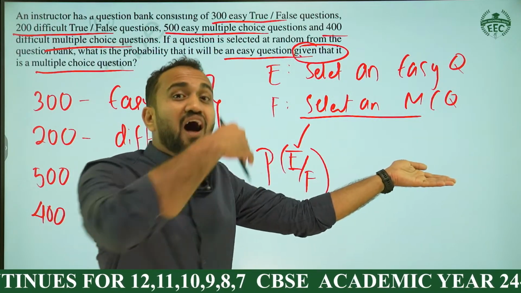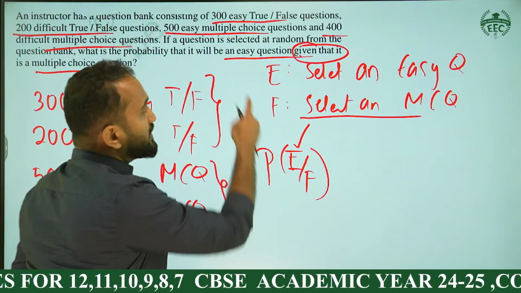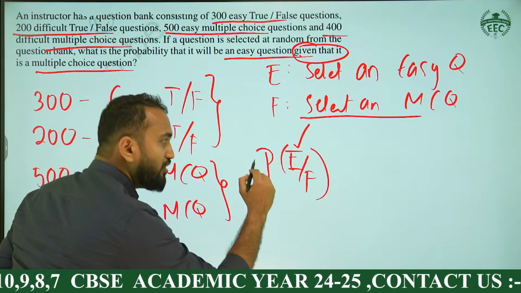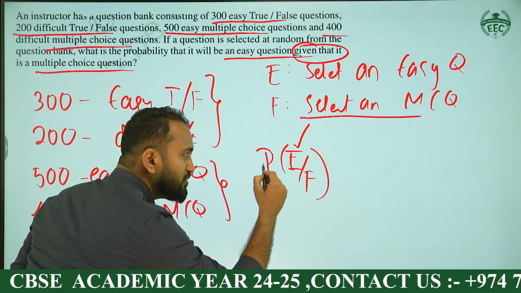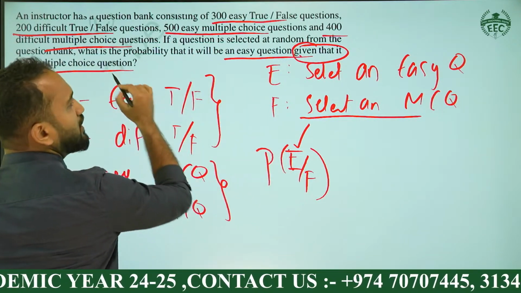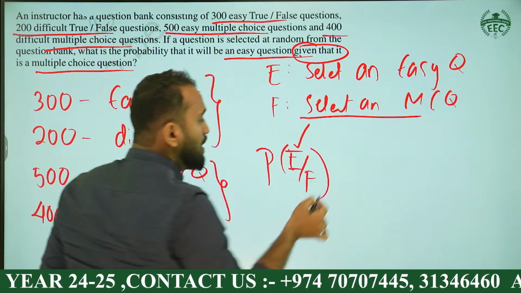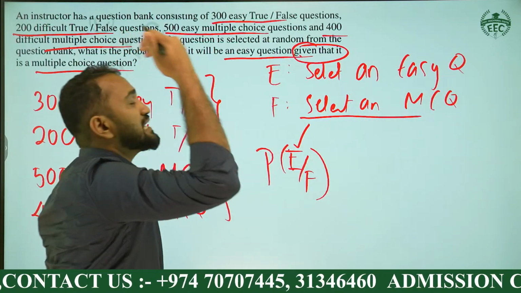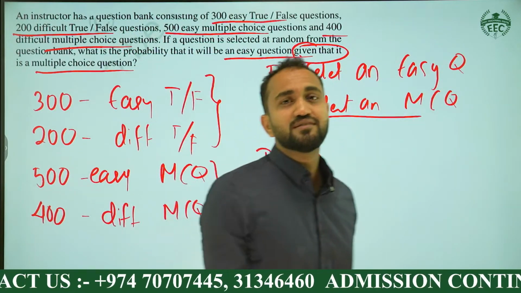Now, the thing they are asking, the probability of an event, should be event E. So that you can find P of E given F, the probability of event E, provided that F had occurred earlier. Probability of selecting an easy question, provided that F had occurred earlier, that is, an MCQ is already selected. It is given that an MCQ is selected.